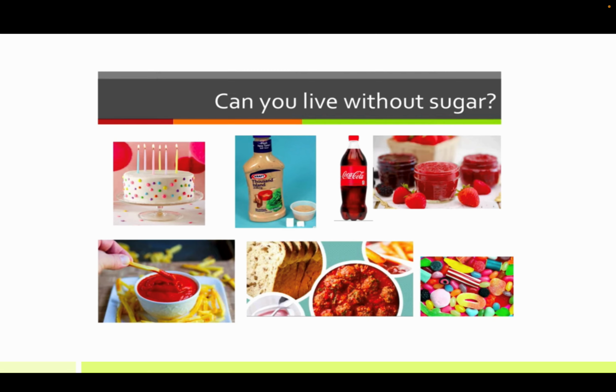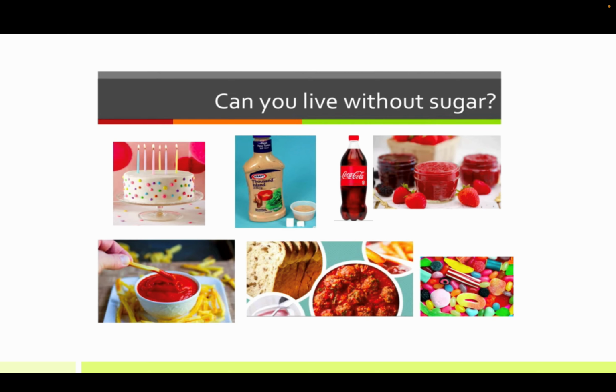Now, could you imagine a world without sugar as we know it? Cakes, sodas, ketchup, bread, sauces, jams and jellies, ice cream, candy, and the list goes on and on. And you can see all these pictures here on the screen, and that's what most of us think of when we think of the word sugar, which is often why carbohydrates are villainized in our culture. However, carbohydrates are so much more than just the sweet, delicious things pictured on this slide.